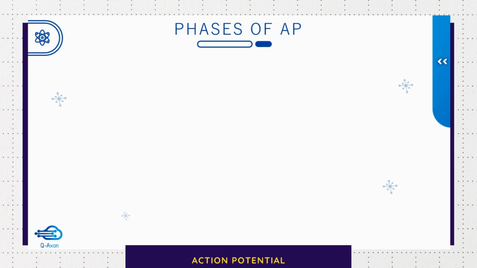Now, the action potential progresses through multiple phases. So we know that initially the cell is in a state of resting membrane potential, and then once an action potential begins, there is a phase of depolarization followed by a phase of repolarization, and eventually the cell comes back to the resting membrane potential. However, this does not happen in one or two smooth phases. It occurs in steps. So let's examine the different steps involved.